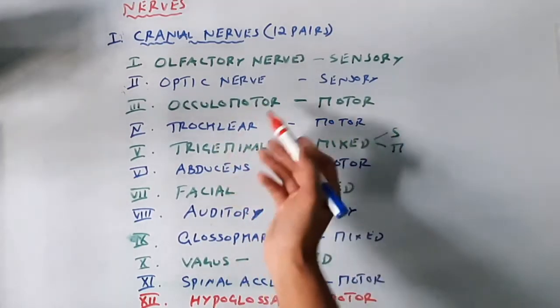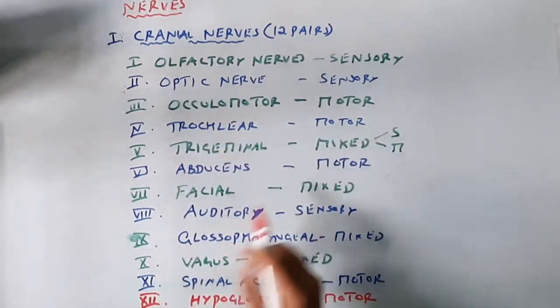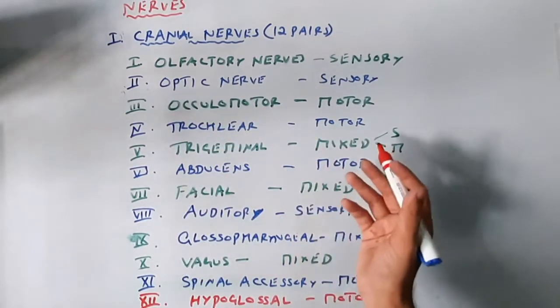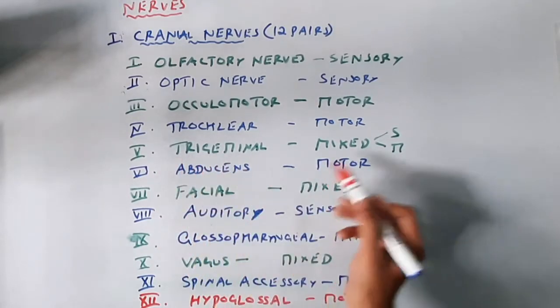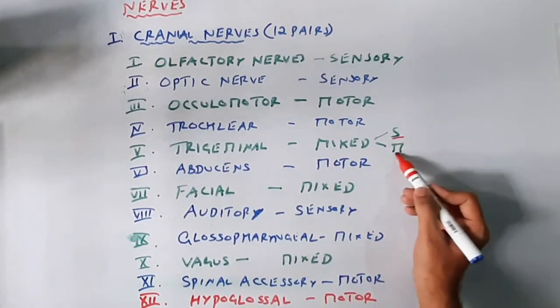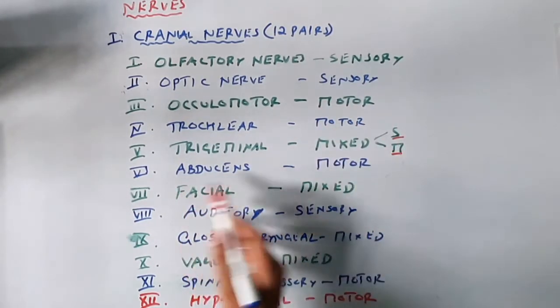Oculomotor means it is motor, helps in locomotion and movement and controlling of the skeletal muscles. Trochlear is nothing but motor, again same. Whereas the fifth one is trigeminal. What is it? Mixed. It controls both sensory as well as motor functions of the body in the facial region. And we have abducens.